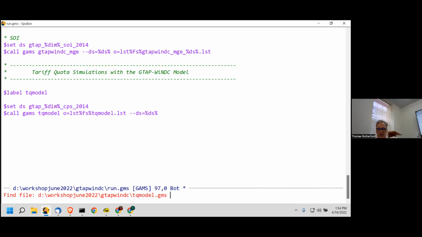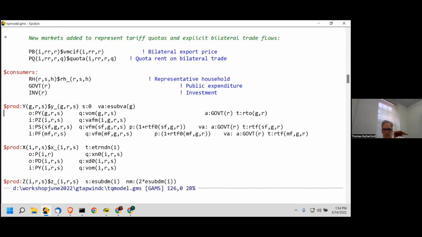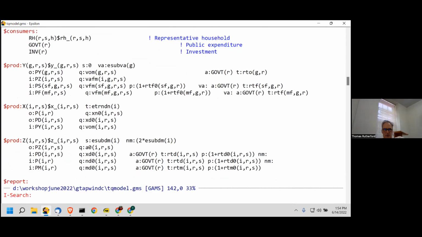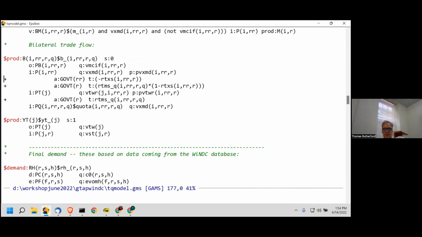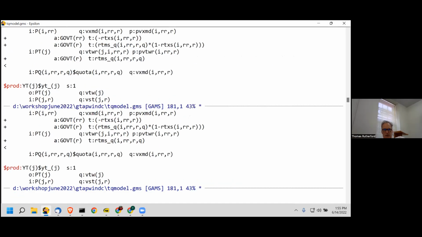If I look at how the TQ model operates, again, most of it looks similar to the other model, but the key difference is that if I look at PQ, this shows that we're going to keep track of what the bilateral trade flows are. Here we have a benchmark in which we've inherited in this data set what the tariffs are. If you're going to relieve the tariffs but have a quota on the imports, you can specify what the quota limits are, and that's this PQ of I, RR to R of Q. So Q is the set of quotas, including in quota and out of quota.